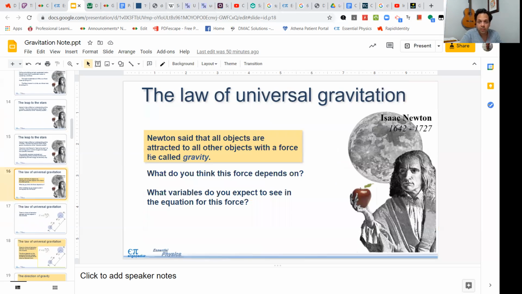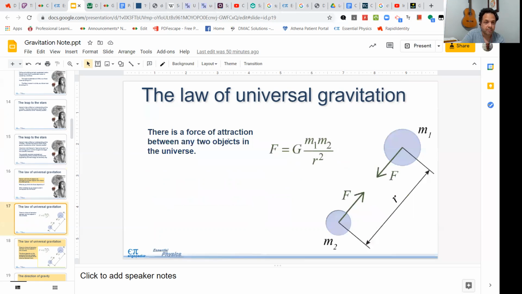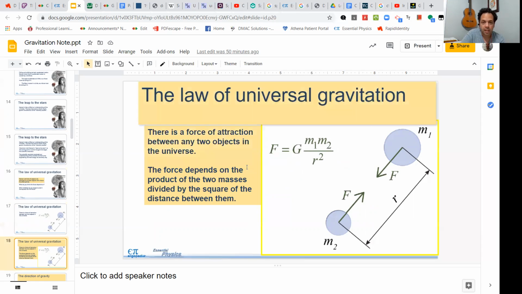All right, here's the law of universal gravitation. Newton said that all objects are attracted to each other with a force called gravity. Here's an explanation. There's a force of attraction between any two objects in the universe. So here's the force. They're attracting each other. Each one is pulling on the other with the same amount of force. And this force is based on the two masses, how far apart they are, and the universal gravitational constant.